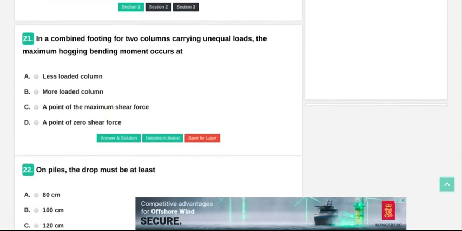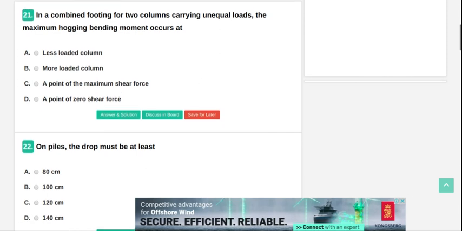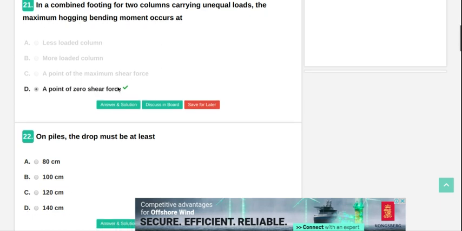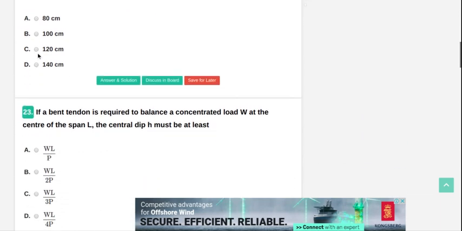In a combined footing for two columns carrying unequal load, the maximum negative bending moment occurs at zero shear force. On pile foundation, the minimum depth is 1.2 meter, 120 centimeter.